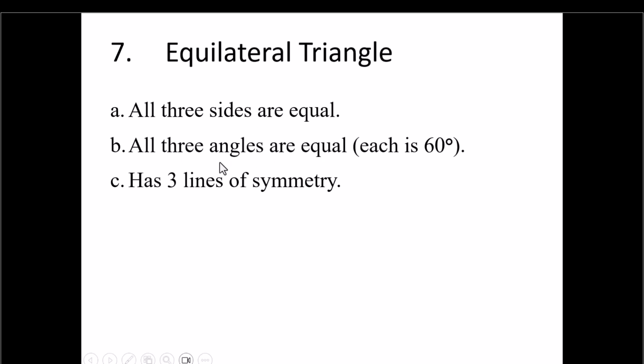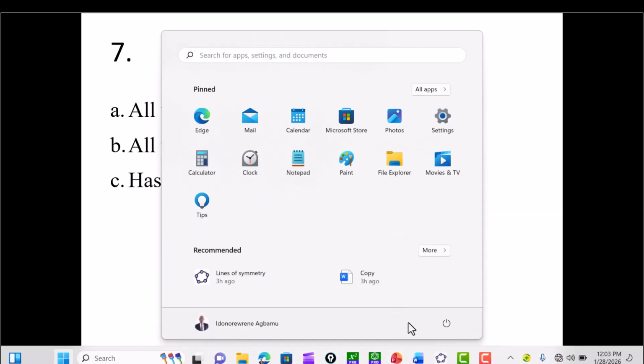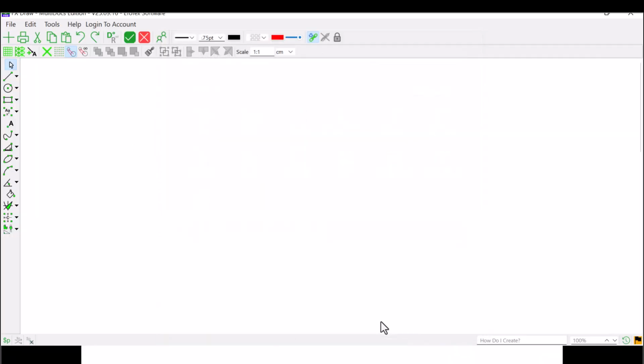So equilateral triangles, let me use this multi-doc software to demonstrate it. You will see equilateral. So you can see it. It's a triangle that has all the three sides equal. You can see that all these three sides are equal. So this equilateral triangle, all the three sides are equal. 1, 2, 3, they are all equal.